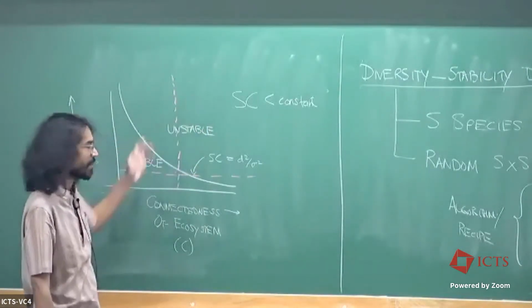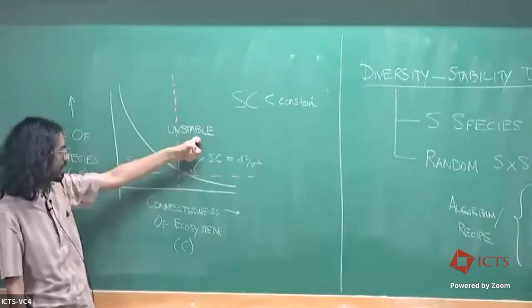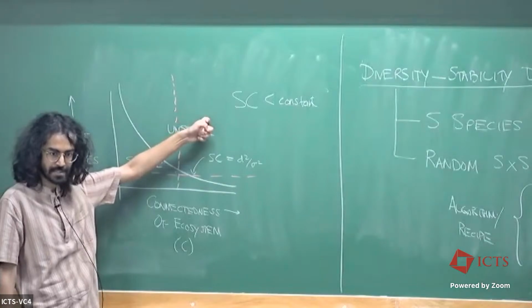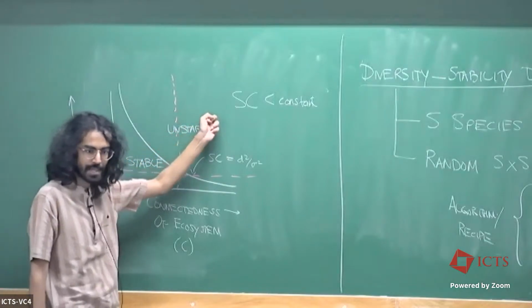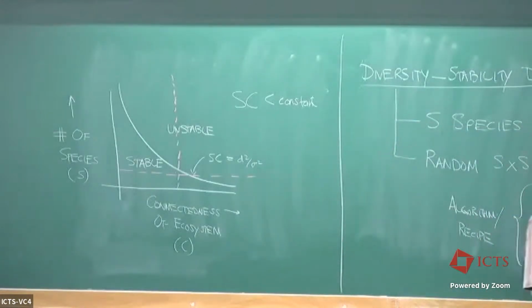What do you think? I mean, you can still build a system with S species and connectedness C that sits here, right? What do you think happens to the dynamics here? What is May telling us? Sure, there's a feasible fixed point where all species can survive, which becomes unstable. Something else must happen, right?